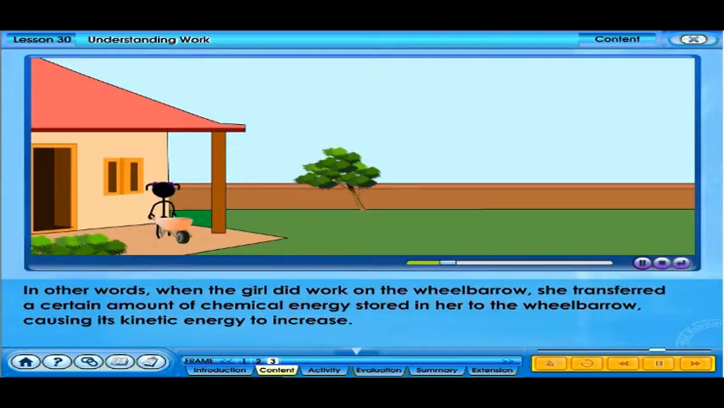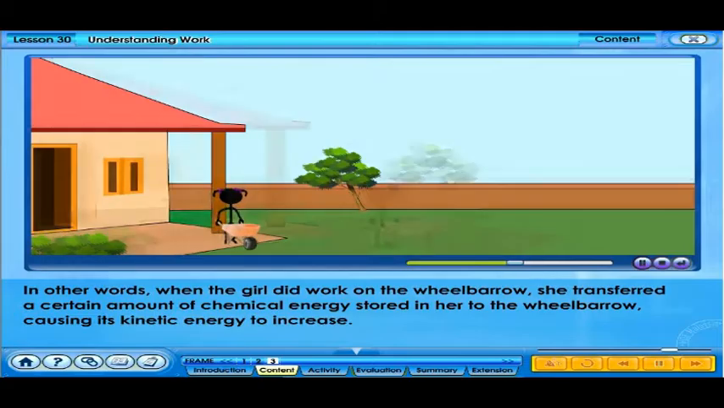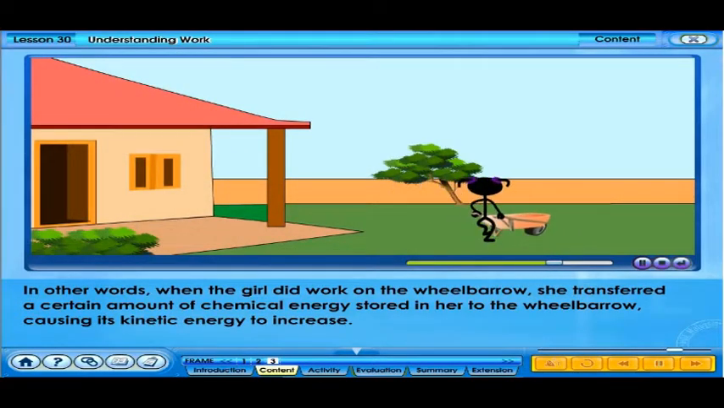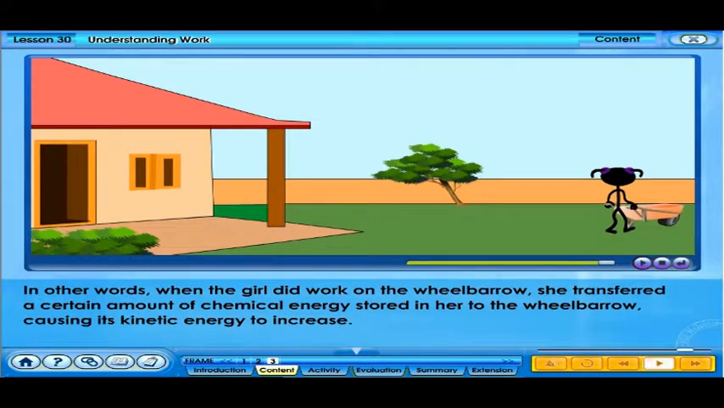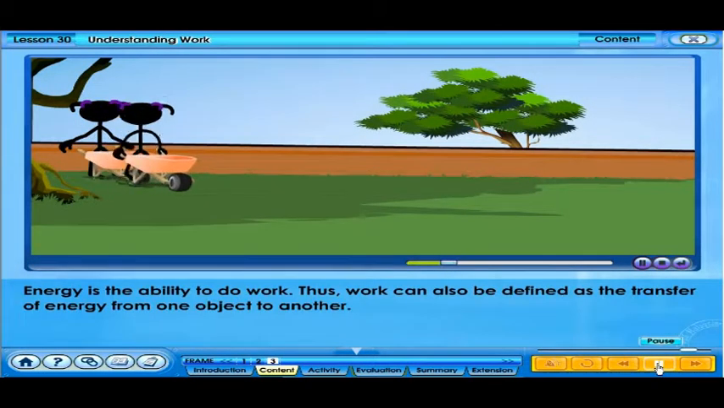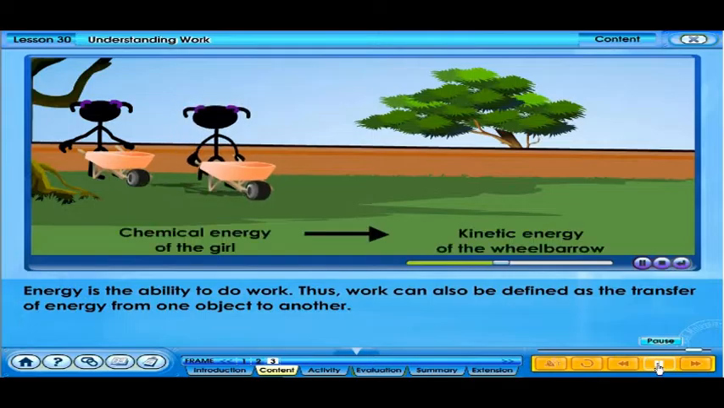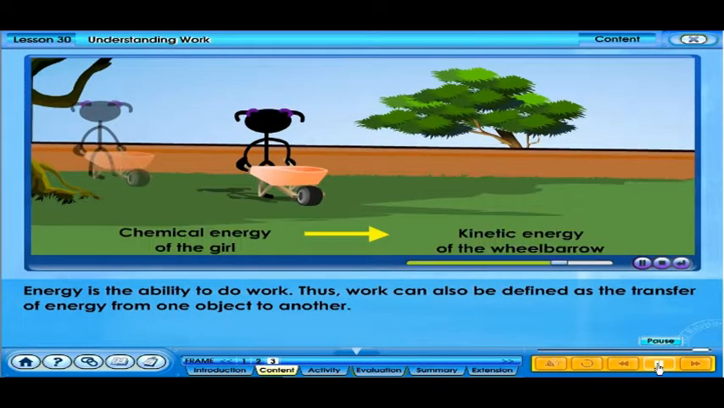In other words, when the girl did work on the wheelbarrow, she transferred a certain amount of chemical energy stored in her to the wheelbarrow, causing its kinetic energy to increase. Energy is the ability to do work. Thus, work can also be defined as the transfer of energy from one object to another.